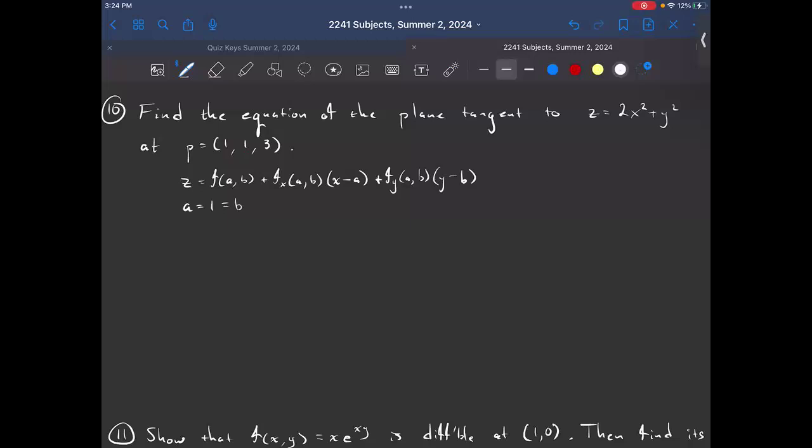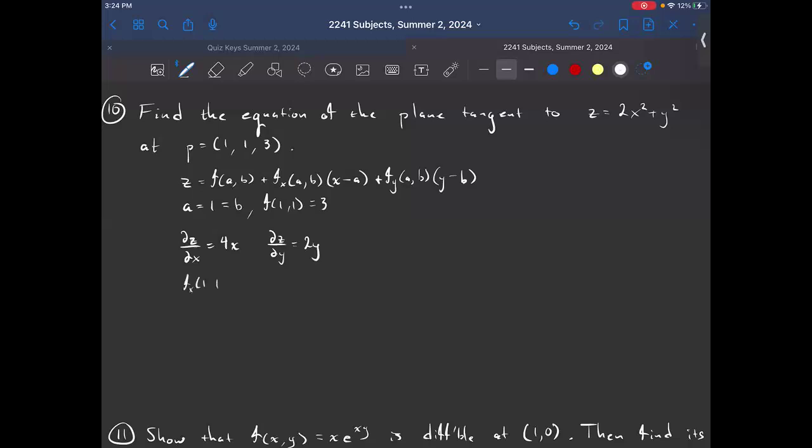All right, well, we can get f of a, b pretty quickly because that's also given to us right here. So then we have f of 1, 1 equals 3. Cool. All right, now the other thing that we need is our partial derivatives. So we need partial z with respect to x, and that's going to be 4x, and the partial of z with respect to y is 2y. All right, next we plug in our points.